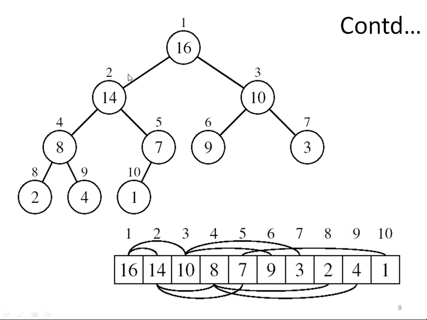Similarly, if I talk about the left child and right child, then this 3 should have its left child at 2 times 3, that is 6. So at index position 6, I have the left child, 10. Similarly, at 2i plus 1, that is 2 times 3 plus 1, the 7th index should have the right child, 3. So all these properties are satisfied, so it is a heap data structure.